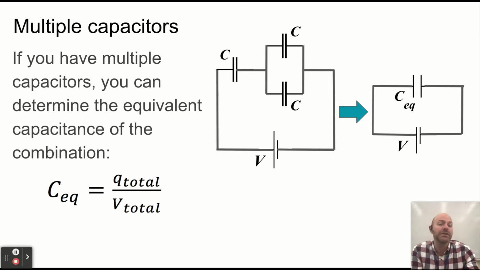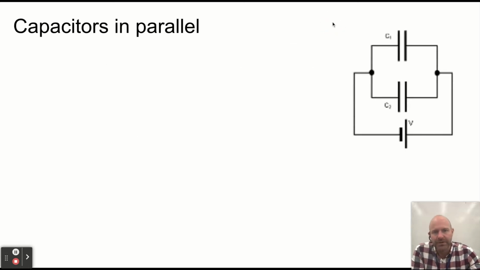And if we have a continuous measurement of current over time, we could find the area under that curve and we could find the total charge. But this is not always easy. So usually we think about adding up the capacitors first.